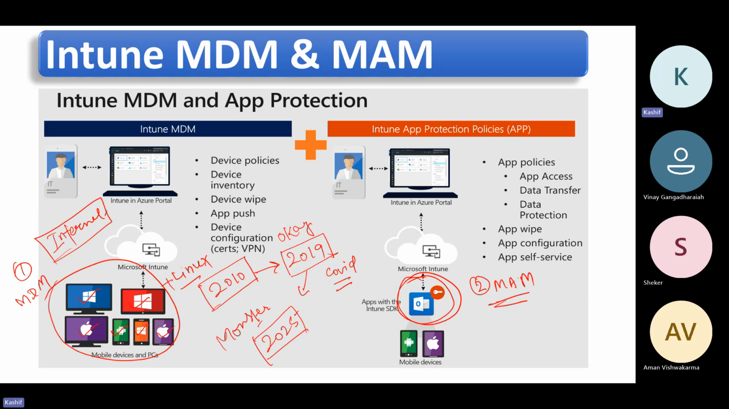So you have various options like device policies, device inventory, device wipe, application push, device configuration. Similarly, you have application policies, app wipe, app configuration, app self-service. All the policies you, as Intune administrator, configure in the Intune portal, and your policies go to Intune, and from there they go to the devices. This is how Intune policy works. So the major functionalities of Intune are MDM and MAM.